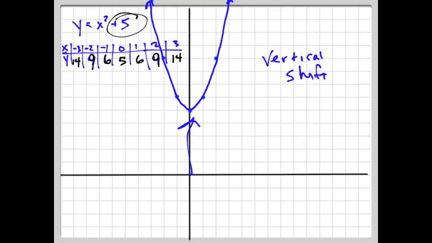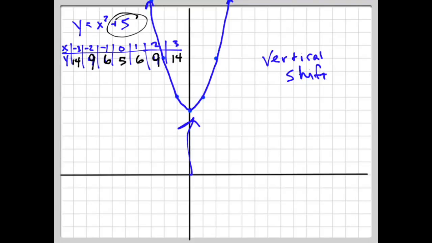Reflection is when I flip it upside down. Shift is when I just slide it up. What about the shrink? Shrink is the same as a compression. That's when I squeeze it down and make it wider instead of taller. Stretch is when I make it taller instead of wider. Okay?